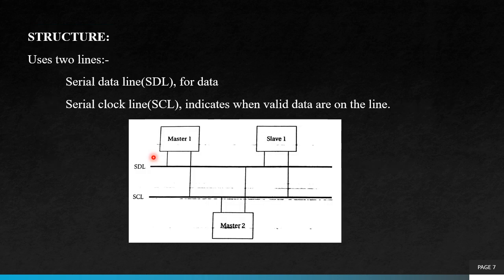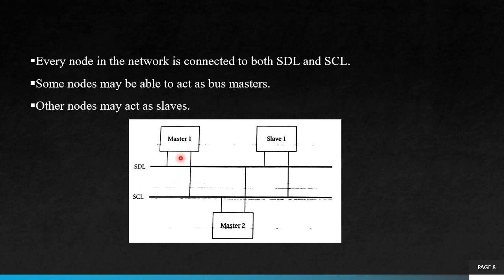Moving on to the structure, it uses only two lines, the serial data line SDL and the serial clock line SCL. The serial data line is for data and the serial clock line indicates when valid data is present in SDL. Every node in the network is connected to both SDL and SCL. Some nodes act as masters while some others act as slaves.